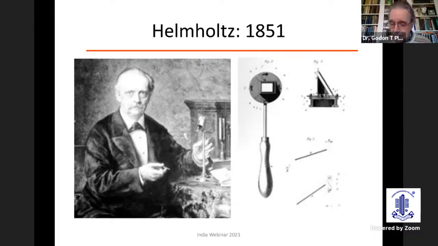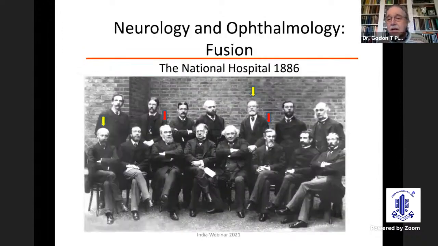ophthalmoscope nearly 2 centuries ago. My hospital, the Neurology Hospital in Queen Square, was opened in 1860, so the ophthalmoscope was new technology. The yellow arrows point to 2 ophthalmologists. The one on the left is Marcus Gunn, who you have all heard of. The other is Brudenell Carter, who was a pioneer of optic nerve sheath fenestration back in the 1880s. The 2 red arrows are Hewlings Jackson and William Gowers.